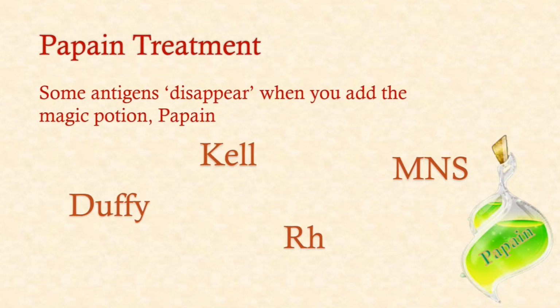One of the other things that will come in quite handy when you're trying to decipher your runes is that some antigens can disappear when you add a special potion, which is called papain. And here is papain. This is what we'll use when we're enzyme treating cells. So if you sprinkle papain into your spell, then some of those antigens are going to disappear. Whatever's left over, say your Rh and Kell, can be enhanced. So if you're using papain treated cells, that's your enzyme panels, you will lose some of the antigens. That's just something to bear in mind.